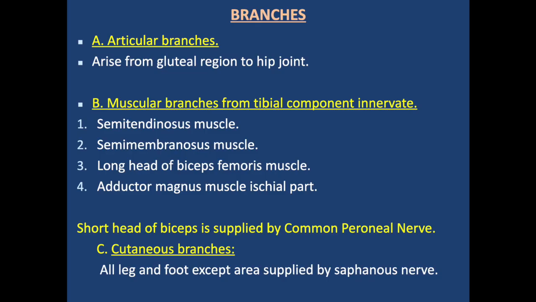Branches of the sciatic nerve. Articular branches arise from the gluteal region to the hip joint. Muscular branches from tibial component innervate semitendinosus muscle, semimembranosus muscle, long head of biceps femoris muscle, adductor magnus muscle. The short head of biceps femoris is supplied by the common peroneal nerve. Cutaneous branches: sciatic nerve carries cutaneous sensation from all of the leg and foot except areas supplied by the saphenous nerve.